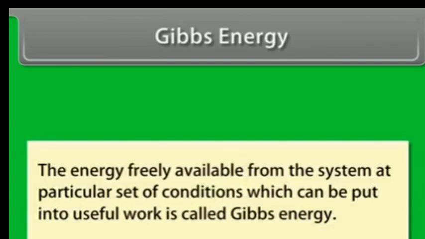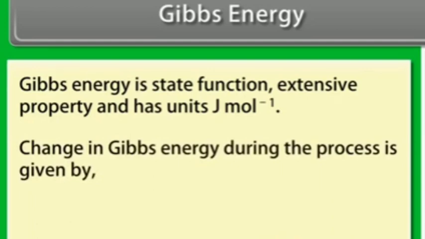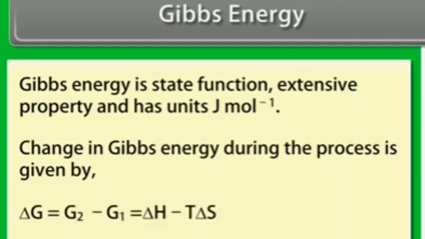Next thermodynamic function is Gibbs energy. The energy freely available from the system at a particular set of conditions which can be put into useful work is called Gibbs energy, denoted by the symbol G. Gibbs energy is a state function and also an extensive property and has unit joule per mole. Change in Gibbs energy during the process is given by delta G is equal to G2 minus G1, which is equal to delta H minus T delta S, where delta H is the change in enthalpy, delta S is the change in entropy, T is the temperature.